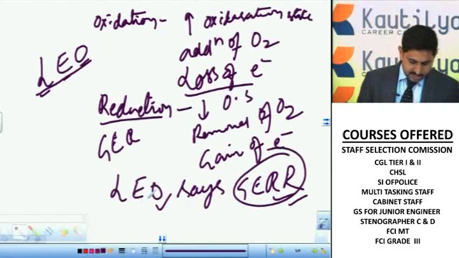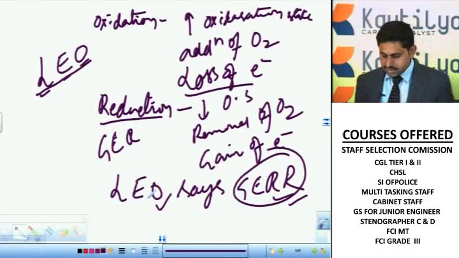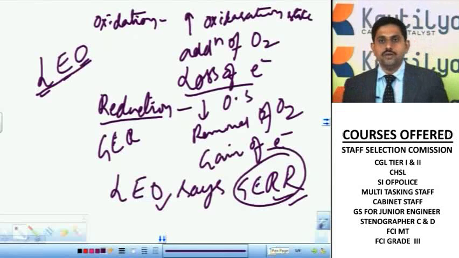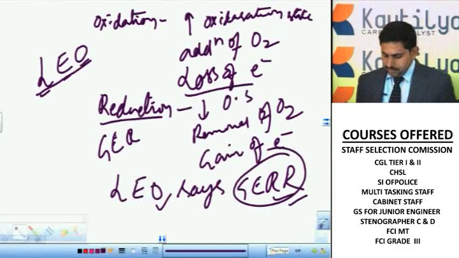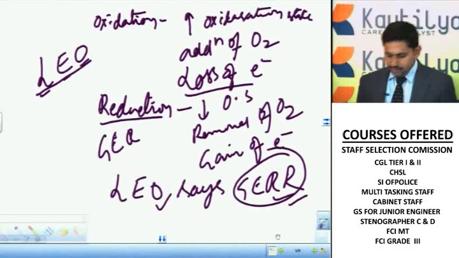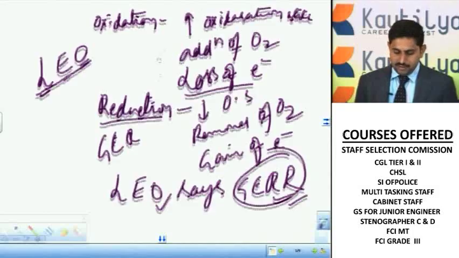You may get this question: what is oxidation, what is reduction? The process of gaining electrons is called reduction. The process of losing electrons is called oxidation, loss of electrons.